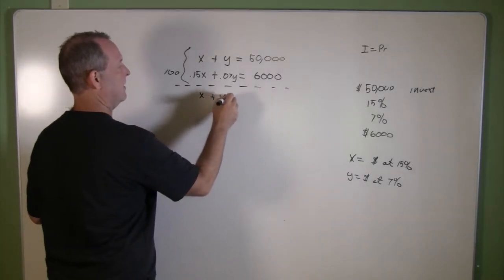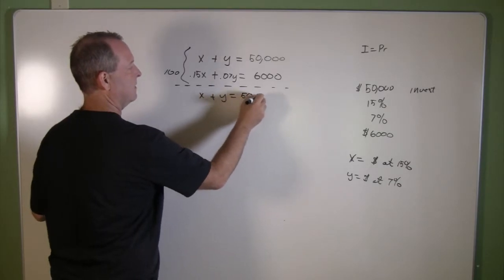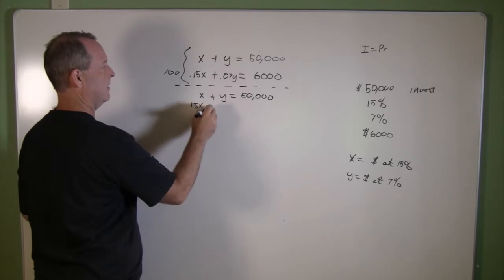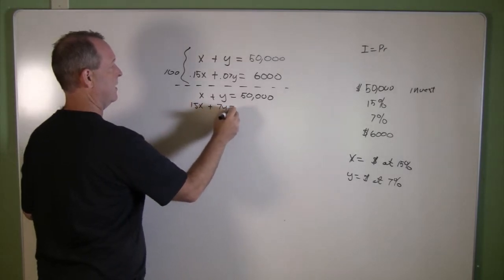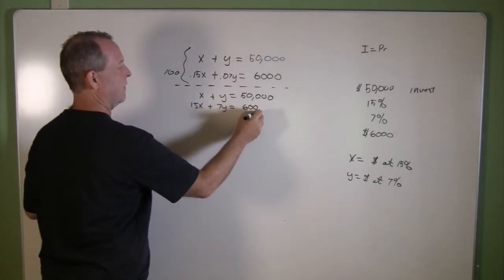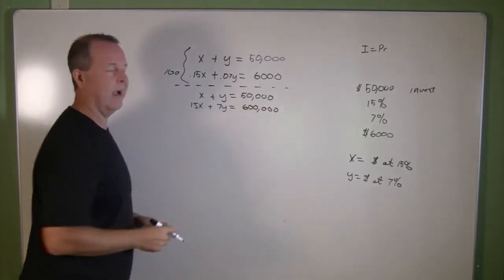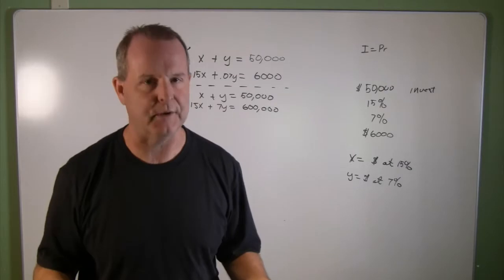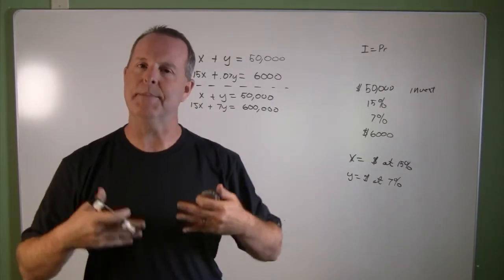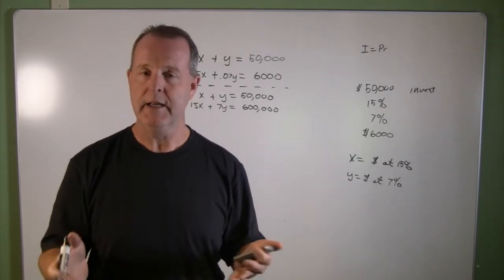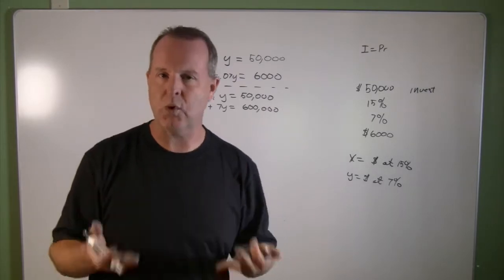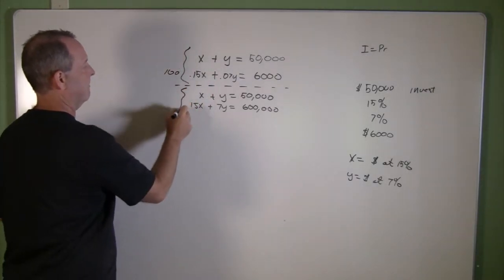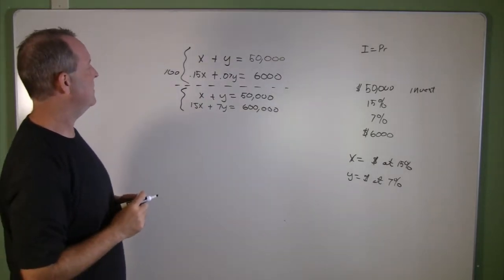x plus y equals 50,000. Multiply the second one through, and that gives me 15x plus 7y equals 600,000. Now, all of a sudden, her money didn't just go from 6,000 to 600,000. All we did is manipulate the equation through our algebra to come up with an equivalent equation. Okay, there's my second iteration of the system.